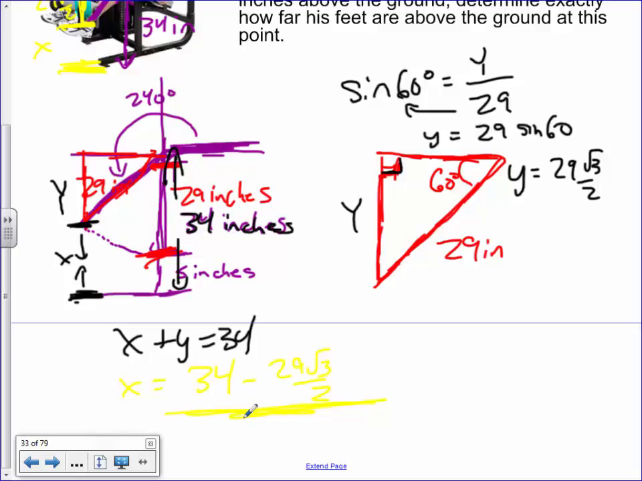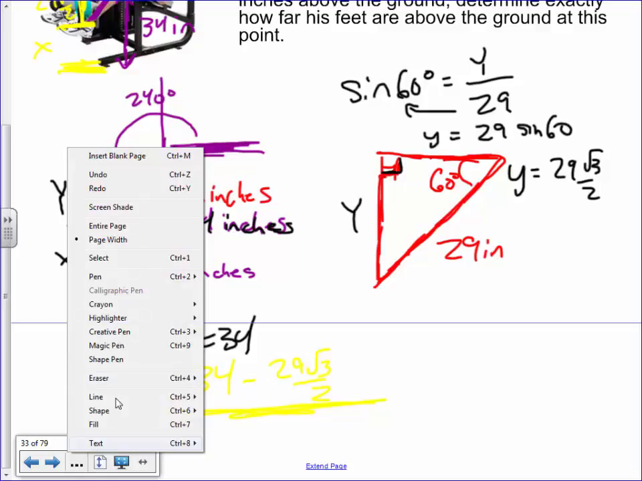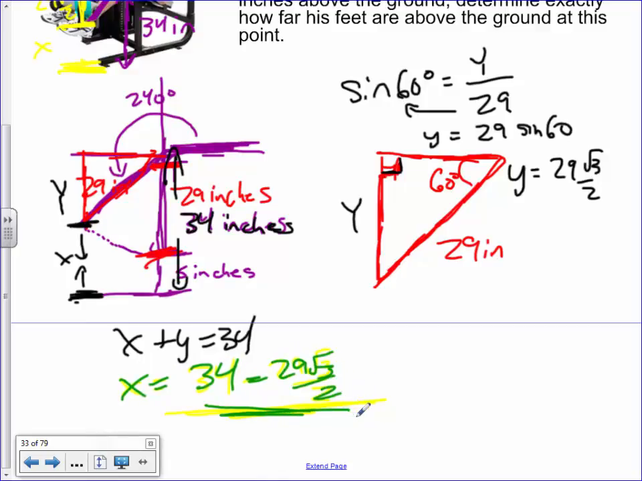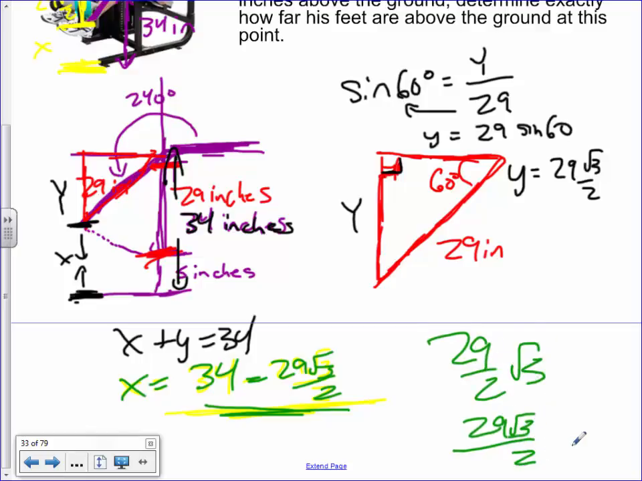Does that not show up very well for you? I'll write it again. So x is equal to 34, that's how far it normally is, minus 29 root 3 over 2. Is that 29 on the top of the fraction? Yeah, like the 29 is times the root 3, then divide by 2. So you could write it as 29 over 2 root 3, or you could write it as 29 root 3, then divide by 2. Both of those would be the same kind of thing.